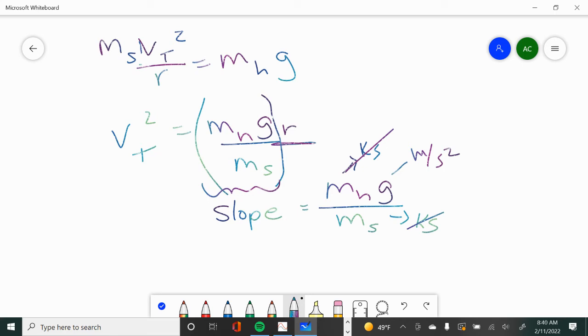The average of the two. You're going to add the two together and divide by two.